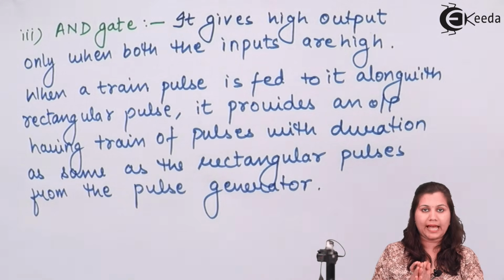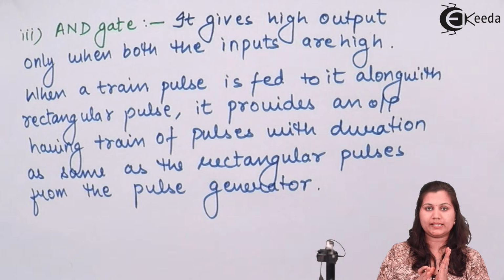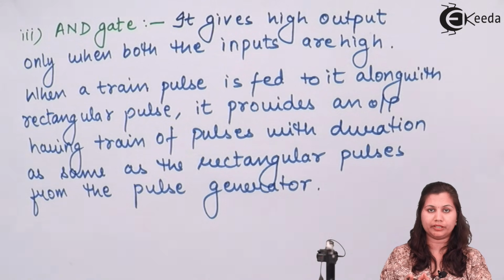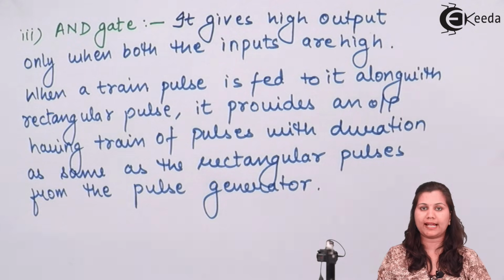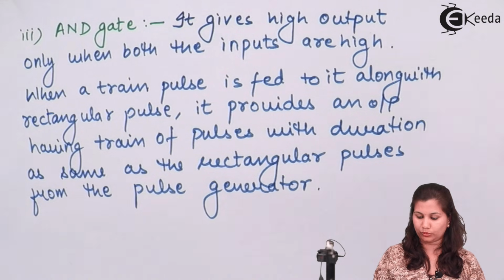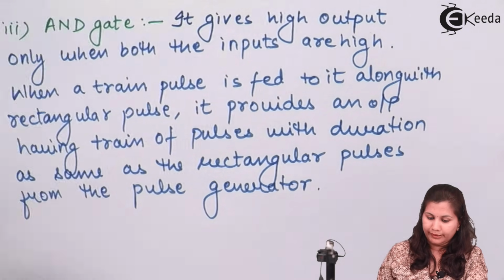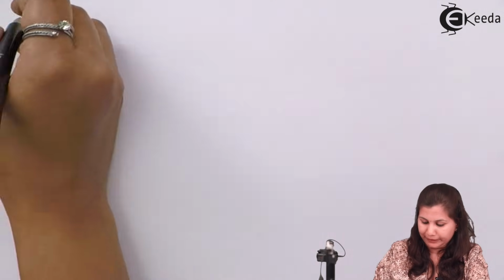So the AND gate has two inputs. One input is the train of pulses and the second input is the rectangular pulse given by the pulse generator. The output of the AND gate will be a train of pulses which has the same duration as that of the rectangular pulse. Next, after this AND gate, we have an inverter which is going to invert the waveform. Then we have the counter which is going to count the number of pulses, and after that, we have a decimal display.